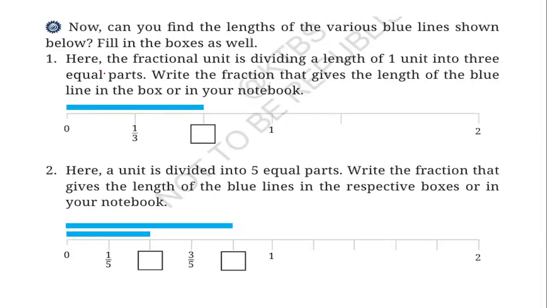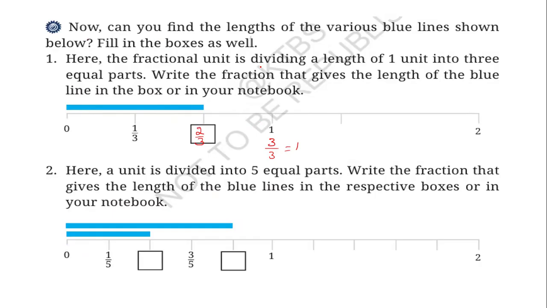Next, here, this is 1 unit. 1 unit divided into 3 equal parts. This is 1 by 3 part. This is 2 by 3 parts. This is 3 by 3 parts means 1.